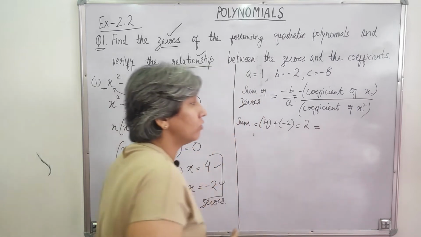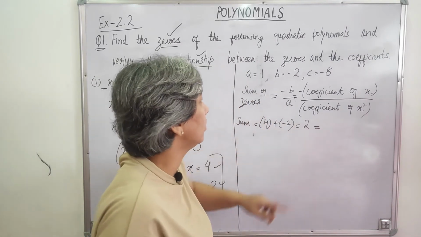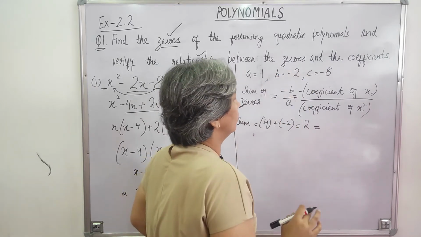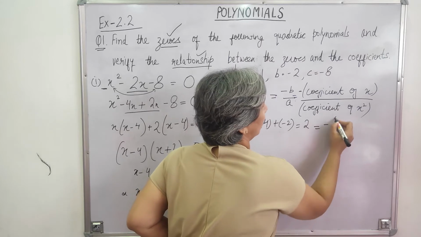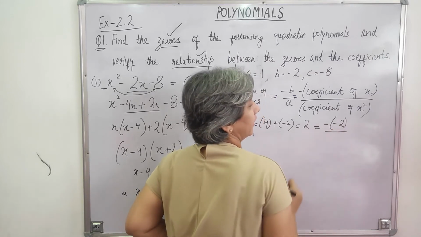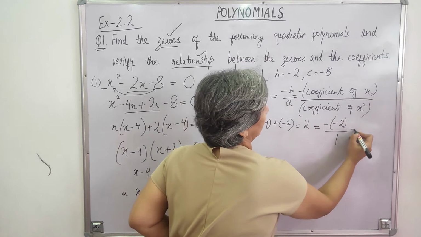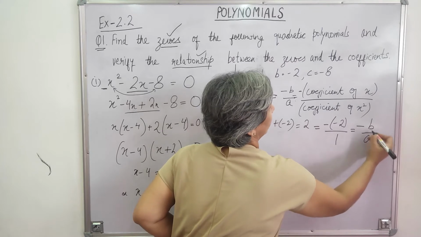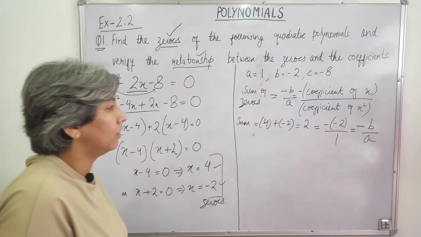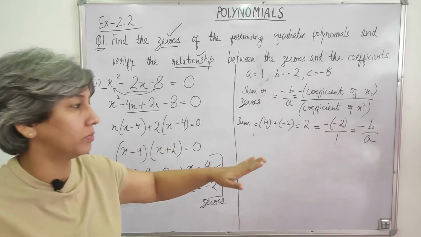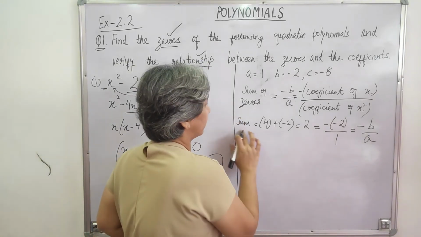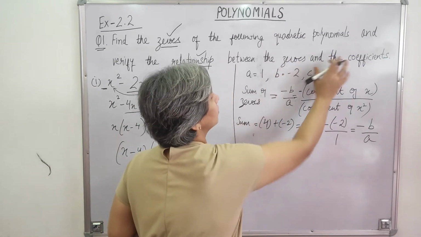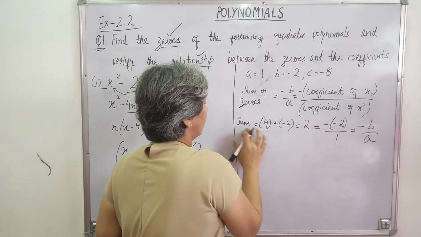And let's see if it is equal to minus b by a or not. We know my b is minus 2, so minus b is 2, right? So plus 2 we can always write like this, and a is 1, right? So minus of minus 2 over 1 is minus b by a. So here my sum of zeros relationship is established. We started with the sum and we've reached minus b by a. So the relationship between the zeros and coefficients is established for the sum.